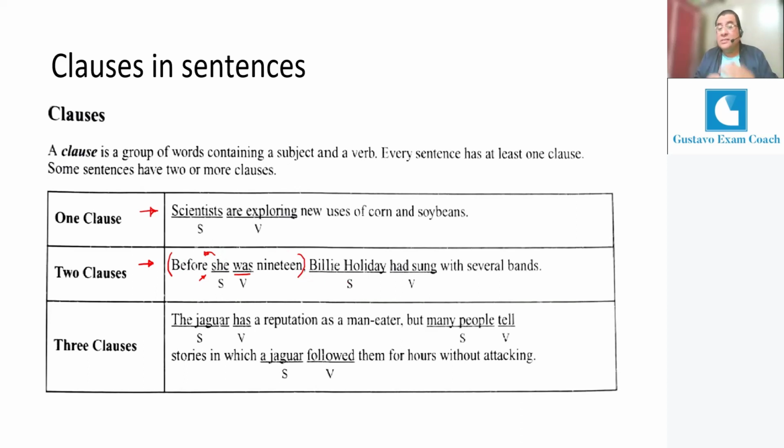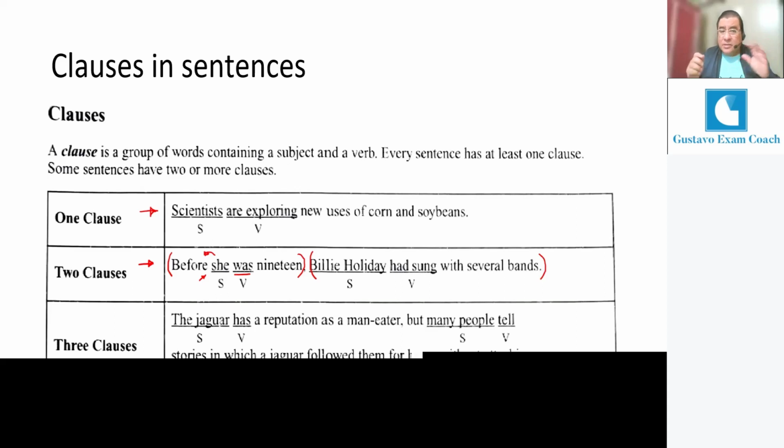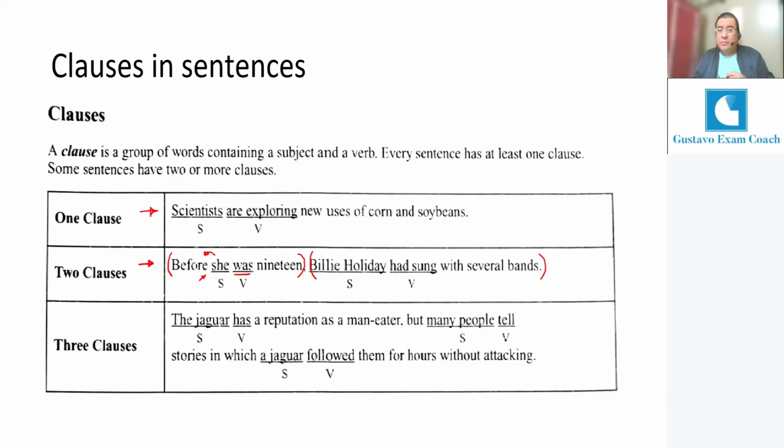What is the next clause, or the second clause, in this sentence? Billie Holiday had sung with several bands, and you can appreciate there the subject Billie Holiday and the conjugated verb had sung. So this is our clause number 2. Billie Holiday had sung with several bands. Together, these clauses form a sentence. We can understand that the two complement each other, but essentially, the clause that carries the most important part of the thought is the second one. It could actually stand alone as a complete sentence itself.